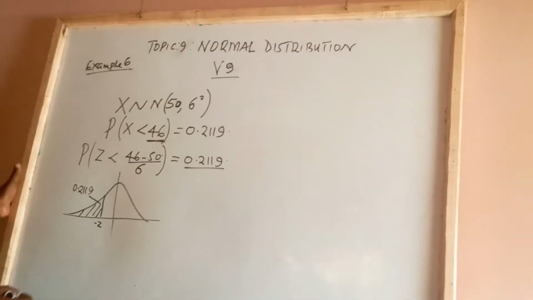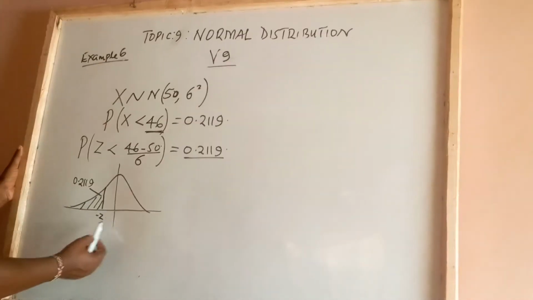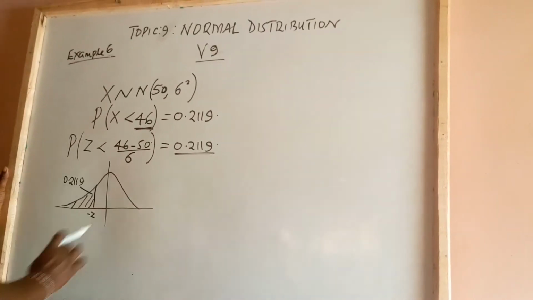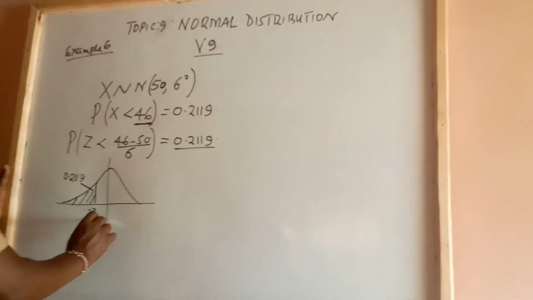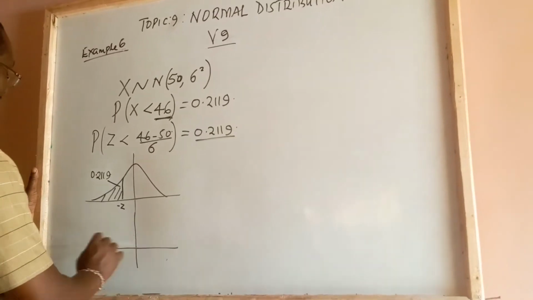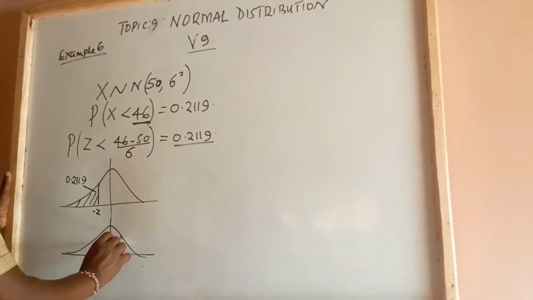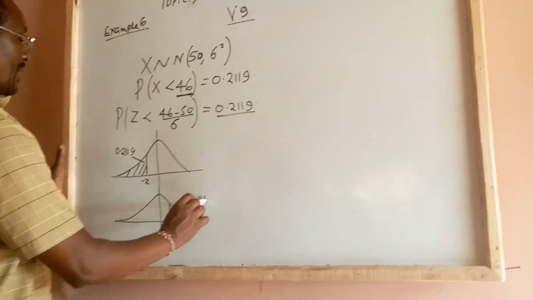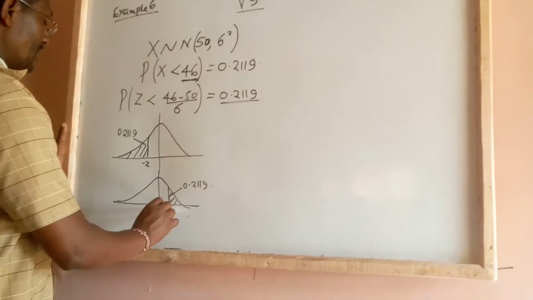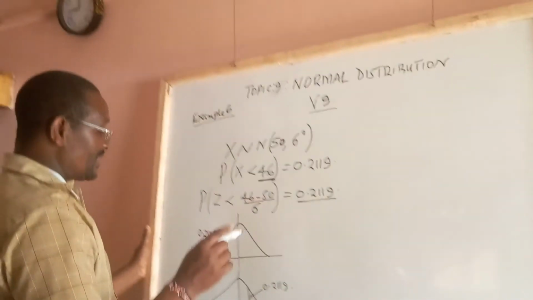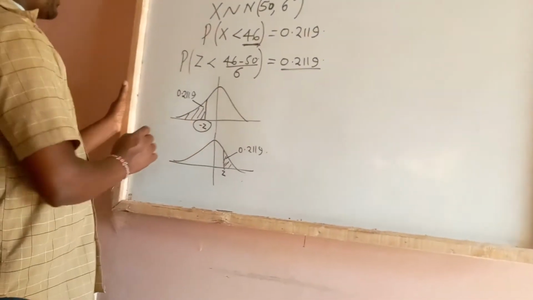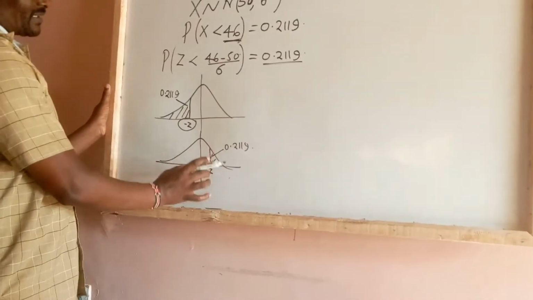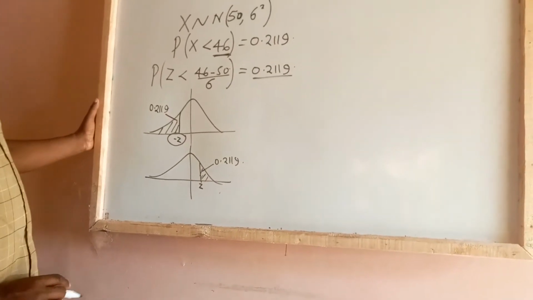Because the tables do not give the value of z when it is negative, we'll have to use symmetry. And we know by symmetry, there is another value of z that is positive, and this region is also 0.2119 by symmetry. But please don't forget that our actual value of z will be negative. This one is just to assist us in using the table.